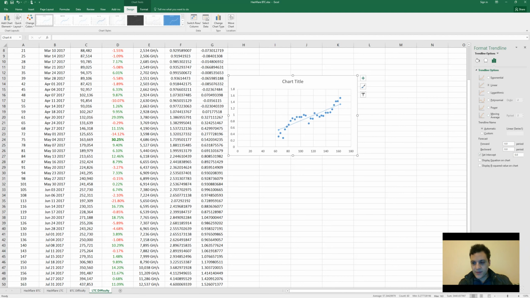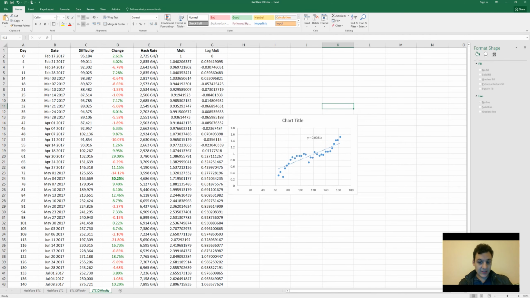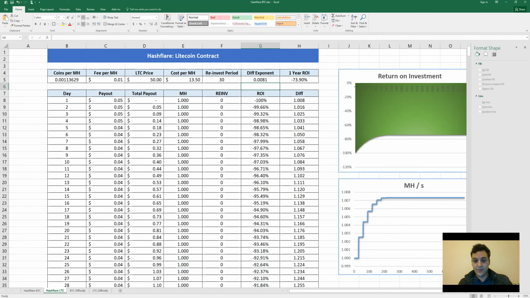Set intercept to 0, display equation. Yeah, 0.0081. There you go. That's just what it is. That's how fast the difficulty is increasing, or the log of the difficulty, and that's what we're going to use going forward. So putting that number in here, we calculate the difficulty as the exponential of the exponent multiplied by the day, like before.